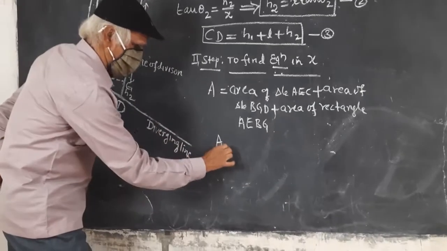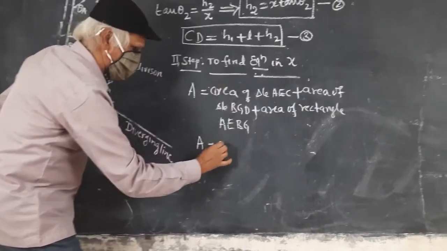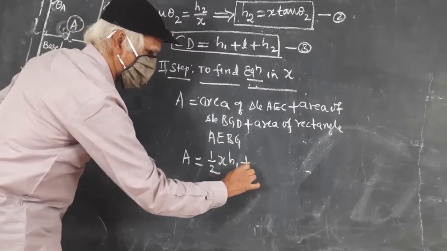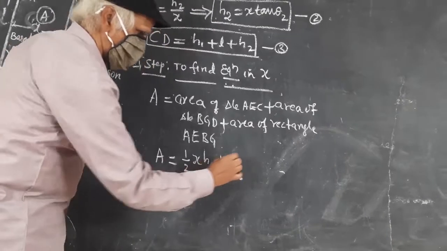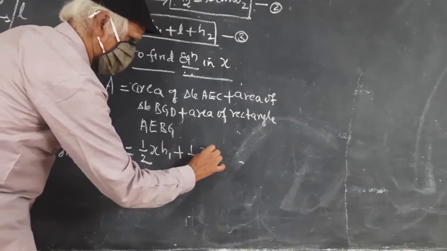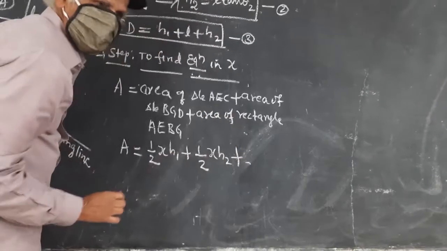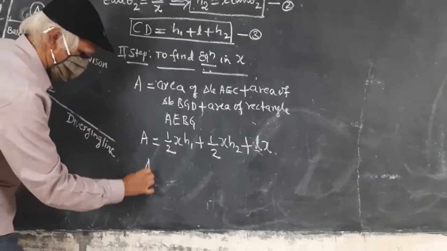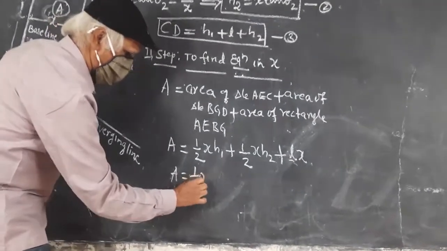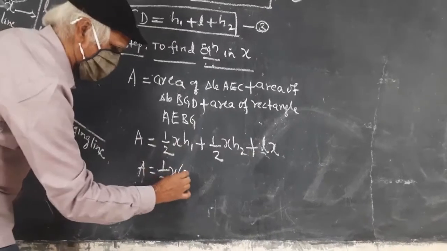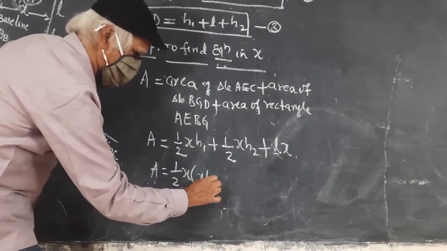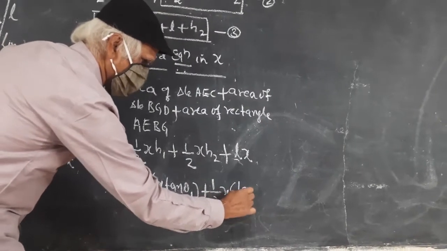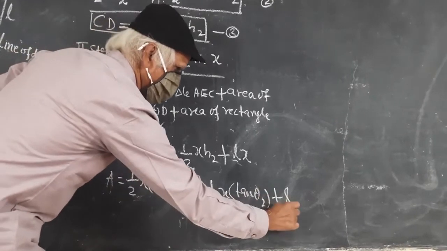So A is equal to the area of the triangle; we know half into base into height is half into X into H1. Again for the lower triangle, half into base into height is half into X into H2, plus the area of the rectangle, length into breadth, that is LX. Next, from equations 1 and 2, substitute for H1 and H2, that is half into X into X tan theta 1 plus half into X into X tan theta 2 plus LX.